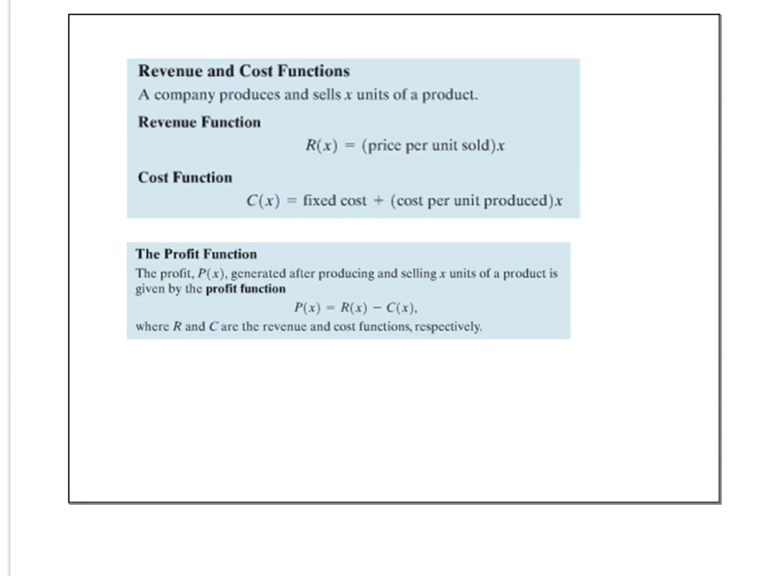Okay, cost and revenue functions. So think about it: if you're working for a company and you sell things, you have a revenue, so how much you make for selling that item. And you also have a cost, so the fixed cost, and then the cost per unit that you have made. So to figure out the profit, you take the revenue that you've made and you subtract the cost, and you want to see how much money you're going to make, or maybe you've lost money.